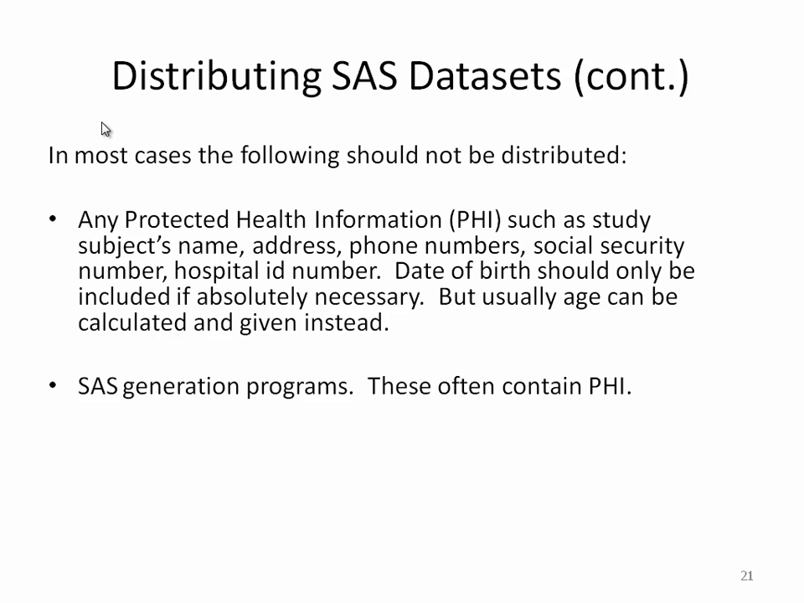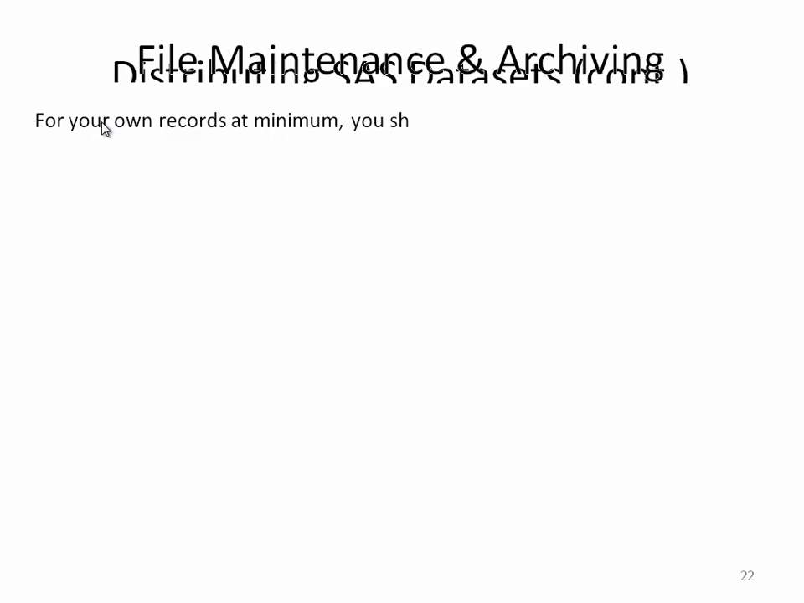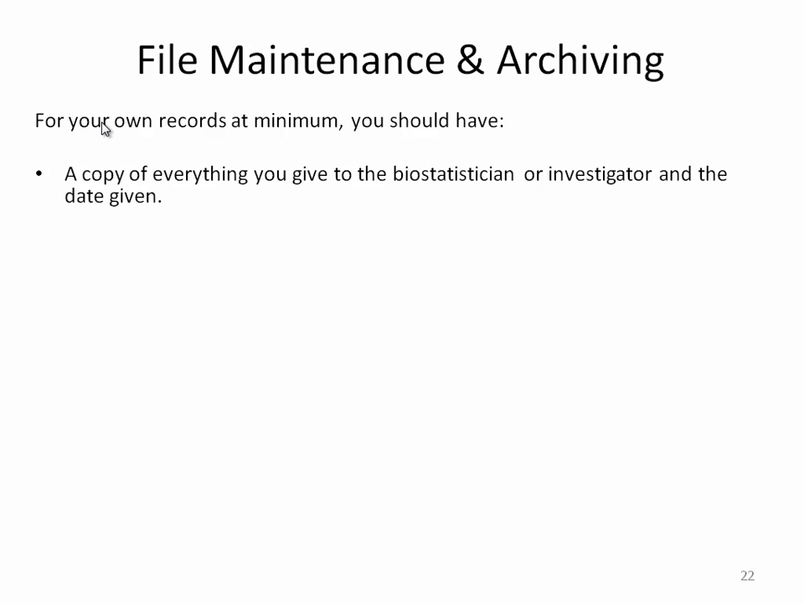So let's just talk a couple minutes about file maintenance and archiving. For your own records, what you should keep is a copy of everything that you give to the biostatistician. Everything that you've ever given out should be stored. I mean, almost everything is electronic now. Should be stored and saved and preserved in an archived subfolder on your hard disk somewhere, okay?